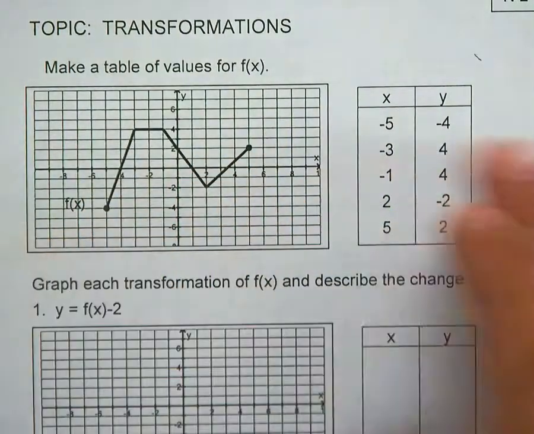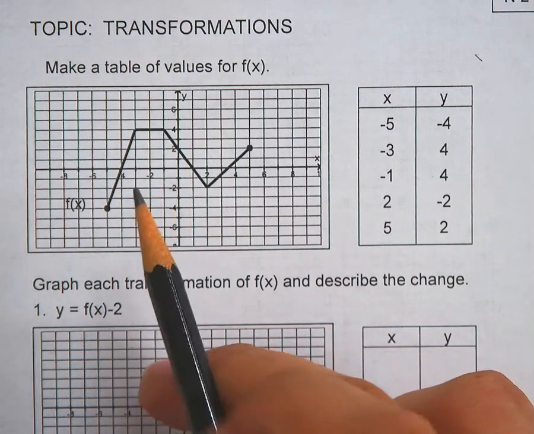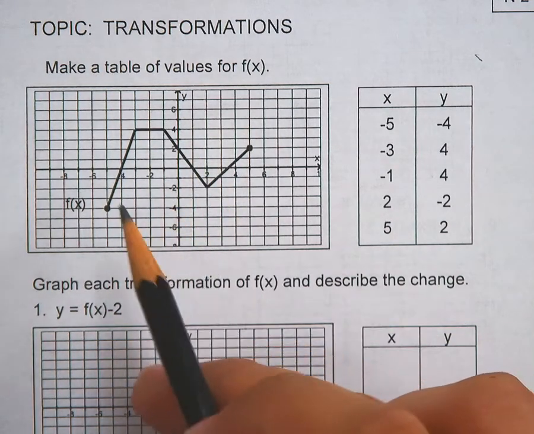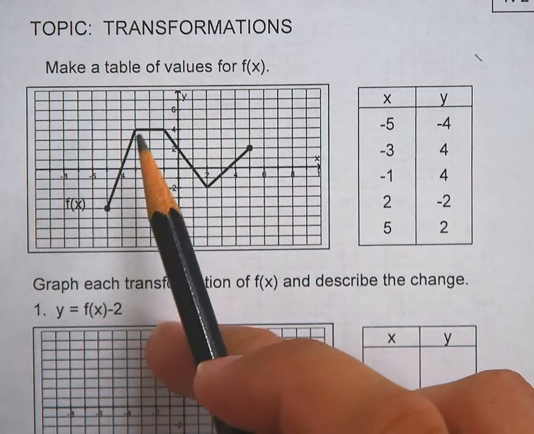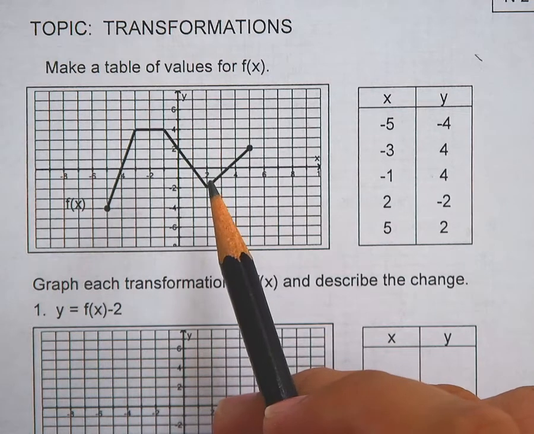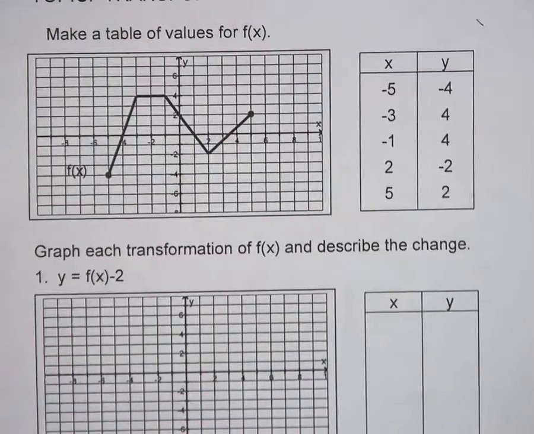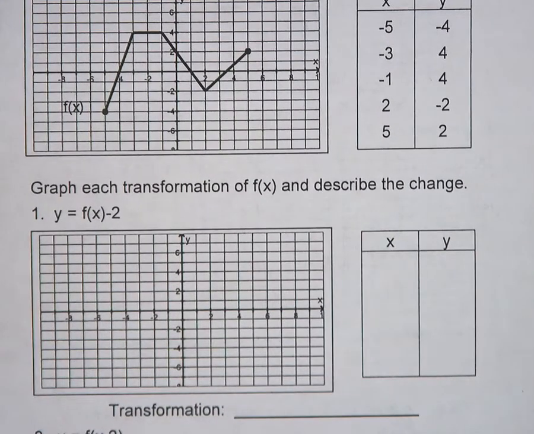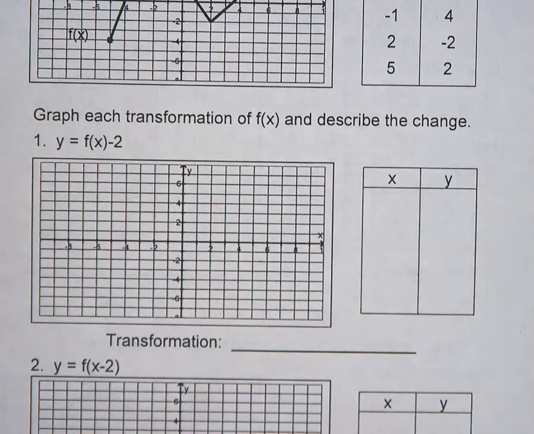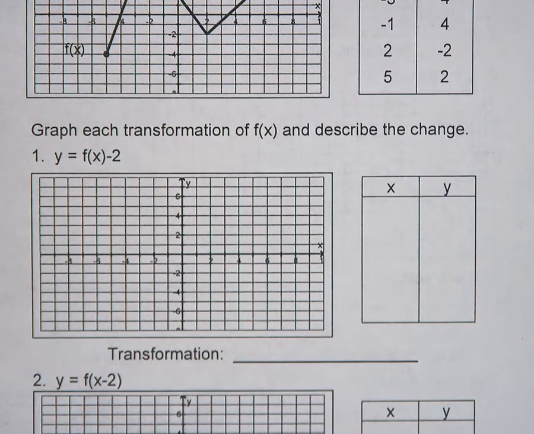So let's say we start with this graph here. These are our x-coordinates and our x and y's for this specific graph. And remember, everywhere that there's a turn or a major event happening, I'm going to take my point. So -5, -4, -3, 4, -1, 4, 2, -2, and 5, 2. So anywhere there's a major event, that's where we're going to take these points from. So the first one here, we're going to go ahead and do the transformation, and then we're going to actually label what type of transformation it is.